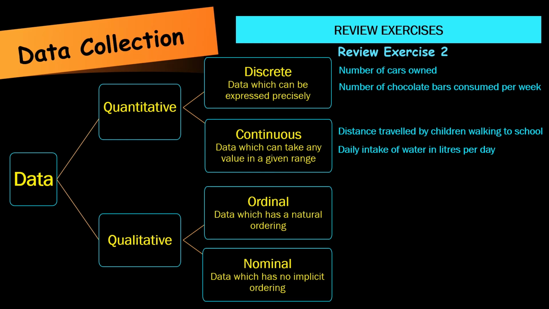And number of chocolate bars consumed per week. Again, this is numeric data and it's discrete data. And finally, time taken to type a page of notes. Again, this is data which we can take to extra degrees of accuracy, so it's continuous data.